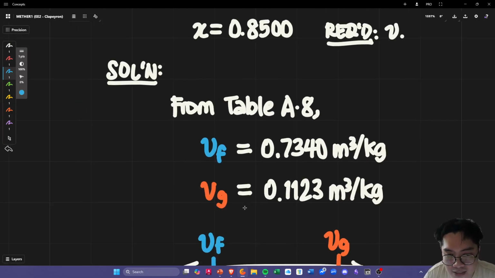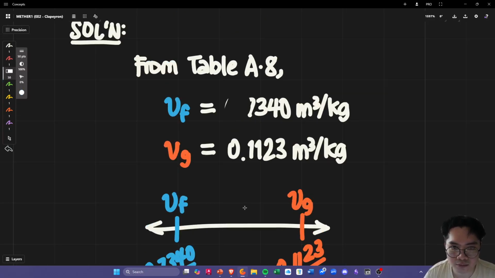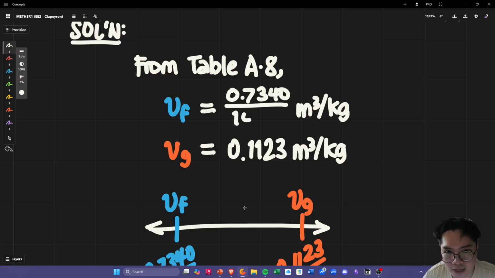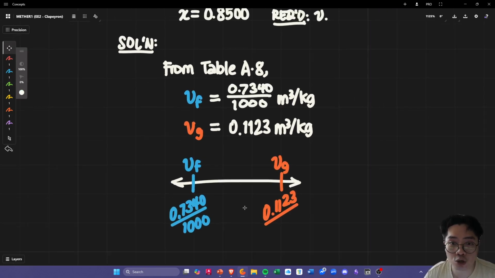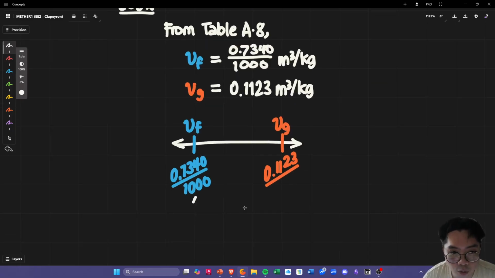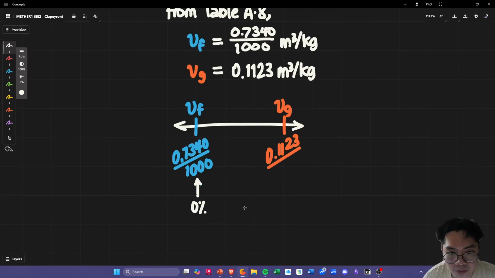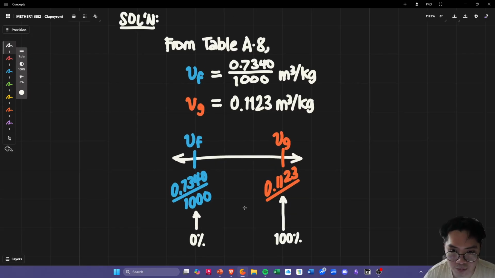So that means in this case, this is actually going to be 0.0007340. Let's remedy this: 0.7340 divided by 1,000. And so this value corresponds to a quality of 0%. This other value, on the other hand, is at 100%. What would be the value of your specific volume if it now reached 85%? This is now what we are asking.